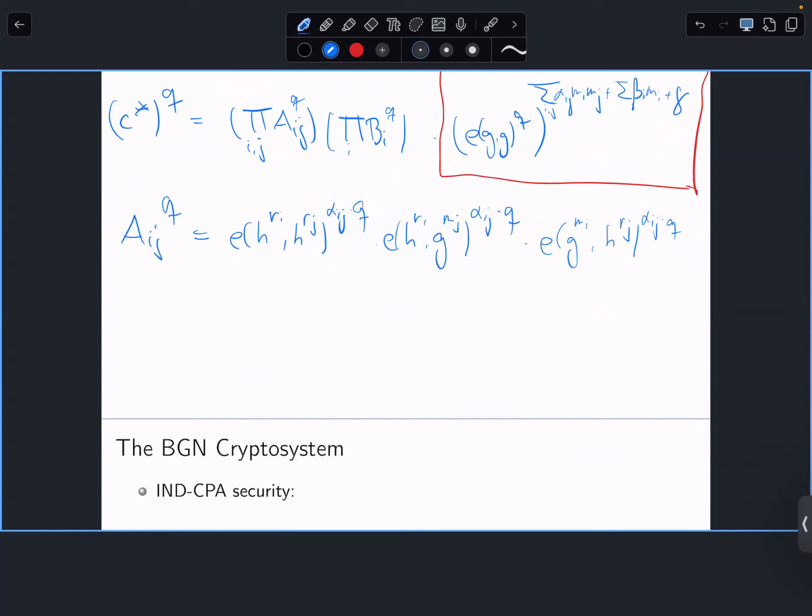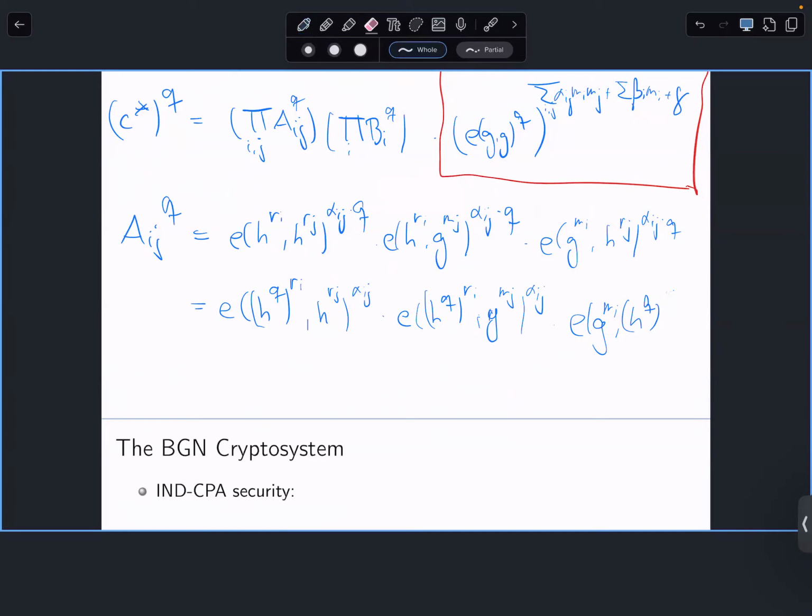I'm using bilinearity again. And this is the same as E(H to the Q to the Ri, H to the Rj) to the alpha Ij, times E(H to the Q to the Ri, G to the Mj) to the alpha Ij, times E(G to the Mi, H to the Q to the Rj) to the alpha Ij.